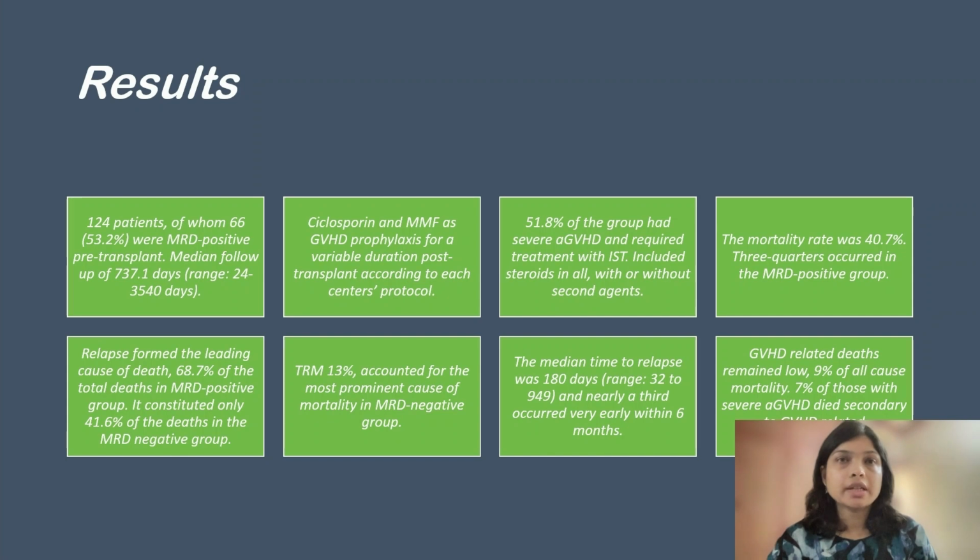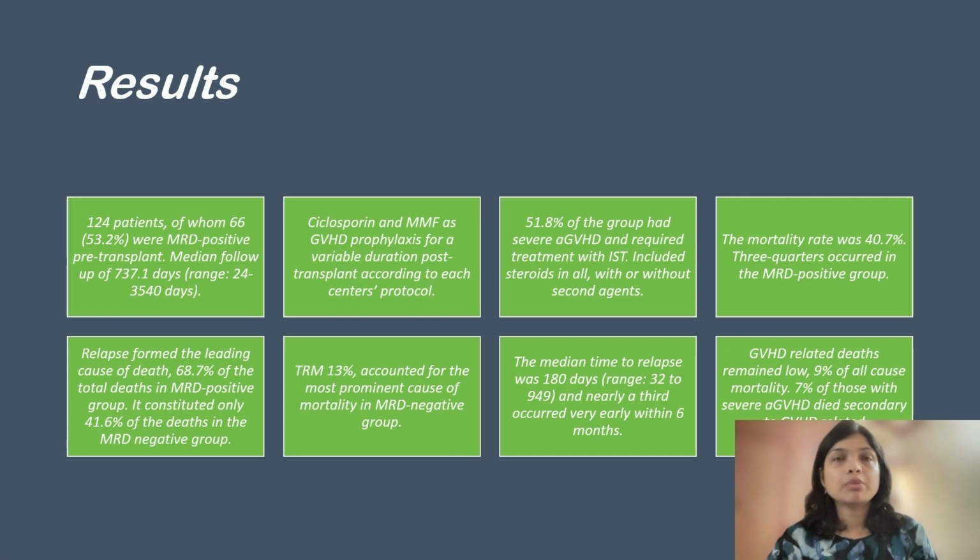The mortality rate was 40.7%, of which nearly 3/4 occurred in MRD positive group. Overall, relapse formed the leading cause of death, causing 68% of the total deaths in MRD positive group. It constituted only 41% of the deaths in MRD negative group, however. The treatment-related mortality was 13% and accounted for the most prominent cause of mortality in MRD negative group.